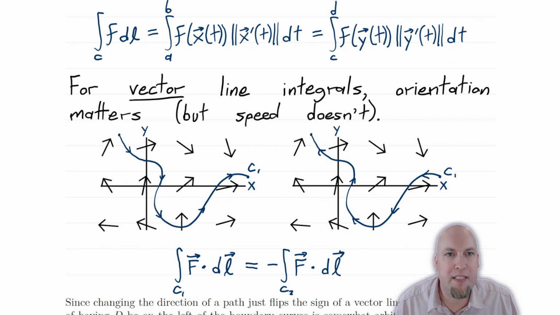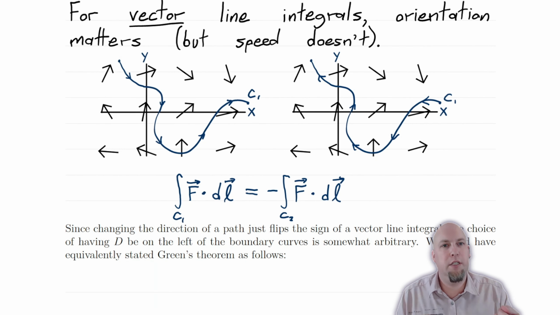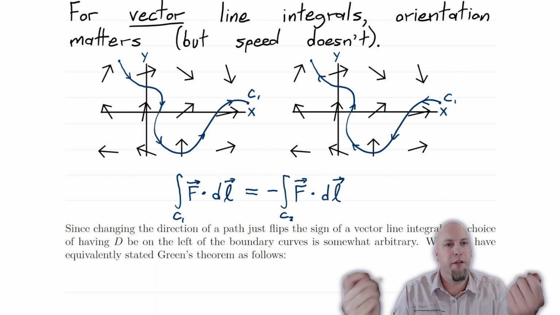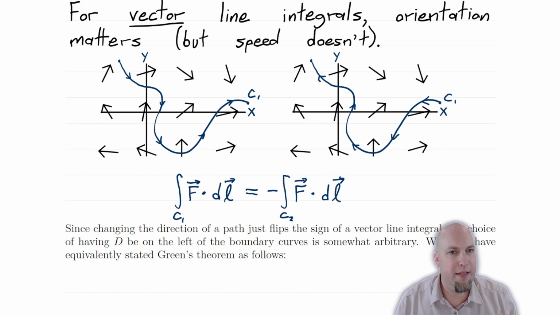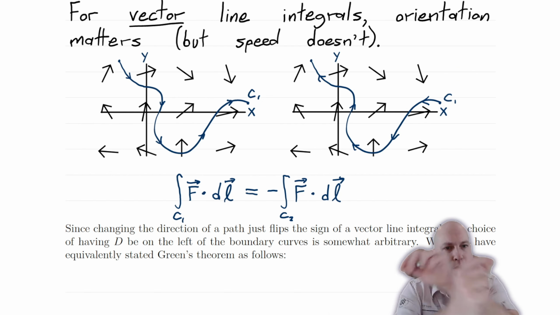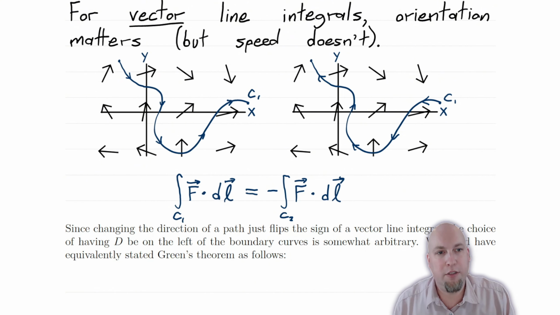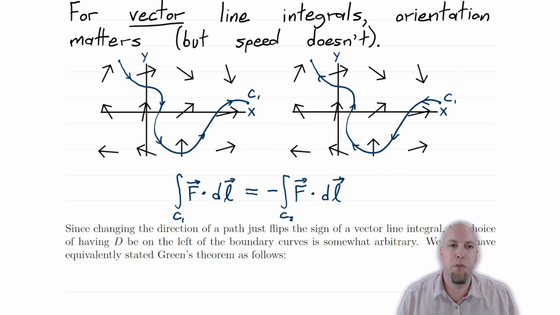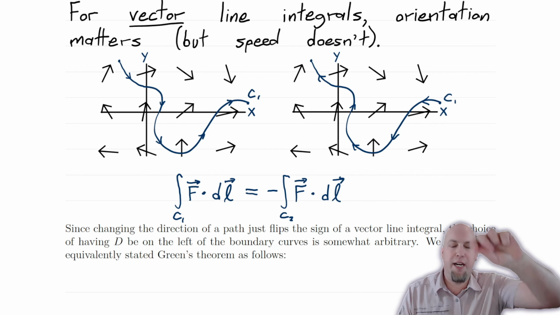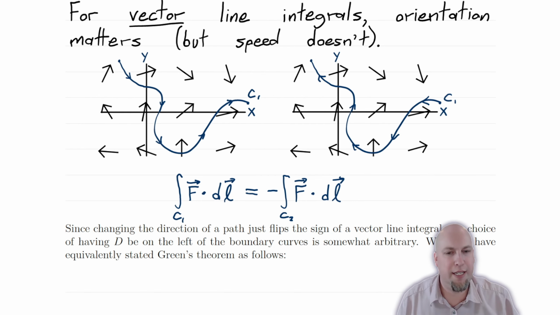And that happens in general. If you're doing a vector line integral, but then you change the orientation of your parameterization, if you reverse the direction of the particle, you're just going to give a negative sign to your vector line integral. But other than that, it's not going to change. The speed at which the particle is moving along the path doesn't matter. If it goes faster or slower, it's not going to change anything. But the orientation might give you an extra minus sign.